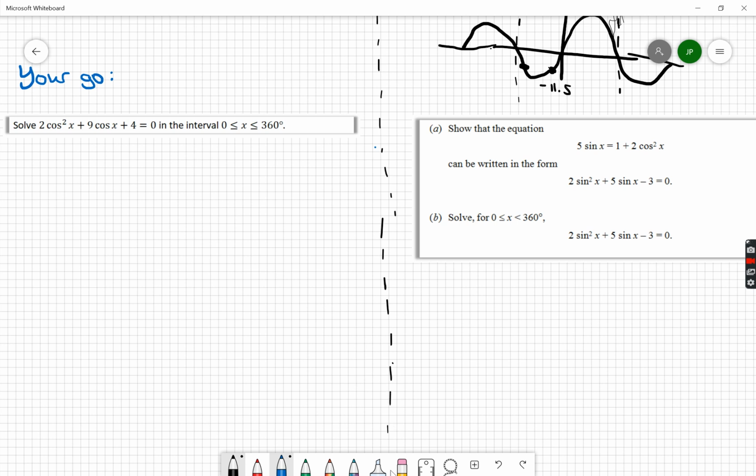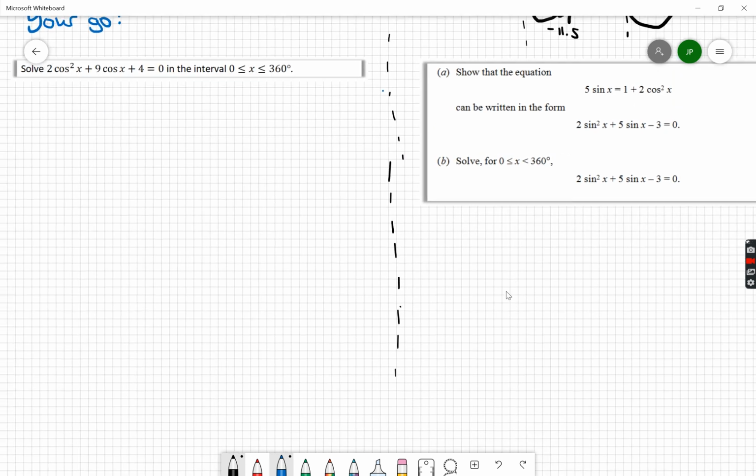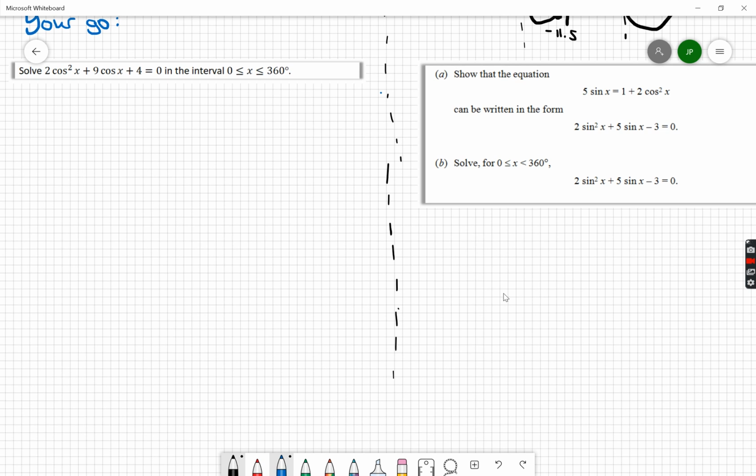Okay guys, so let's have a look. The first one shouldn't cause too many problems, hopefully. We're all in terms of cos x straight away, so it looks very much like a quadratic already. All I need to do is make my substitution. So we'll go y equals cos x, and then we can substitute it in. So we'll have 2y squared plus 9y plus 4 equals 0. Then I can solve my equation.